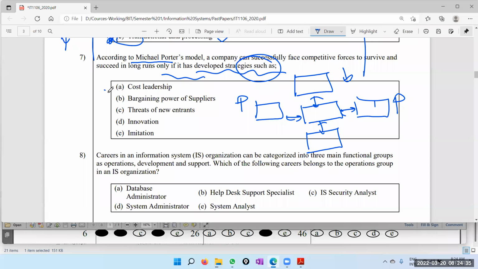Cost leadership. Yes, you try to sell at a very low, competitive price, so that the others will struggle to sell at that price, especially in manufacturing. If you have the latest technology, efficiency, right, access to low cost labor, you can sell at a lower price. That is what China is doing. That is what India is doing. Cost leadership. Bargaining power of suppliers is not a strategy. It's one of the 5 forces.